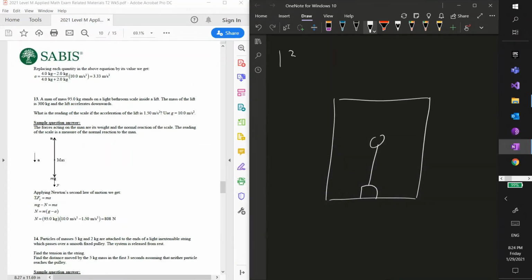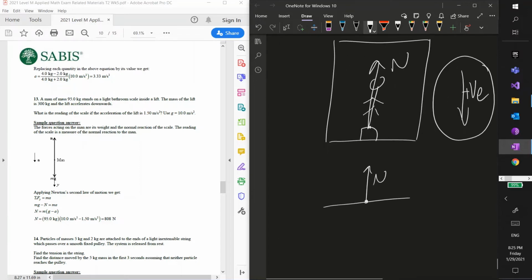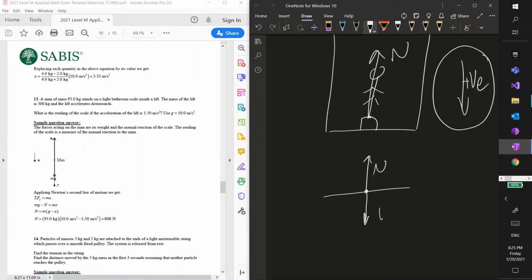So question 13: you have a man standing on a scale in an elevator. The elevator and the man are both accelerating downwards, so your positive direction of motion is downwards, and they're asking you to get the reading of the scale. The scale always reads the normal force, so let's take the man. The man feels a normal force. The man also feels his weight.